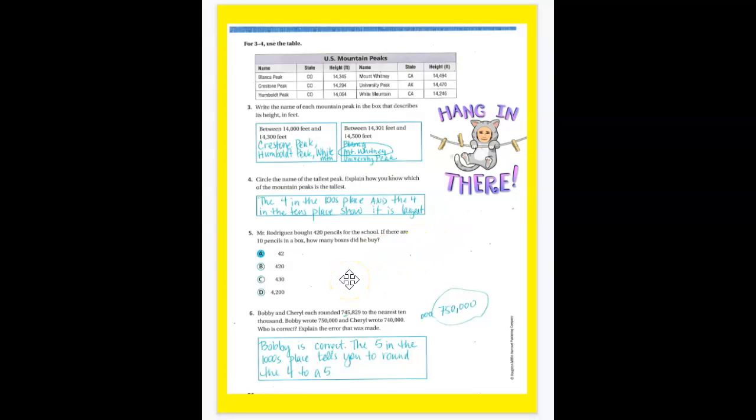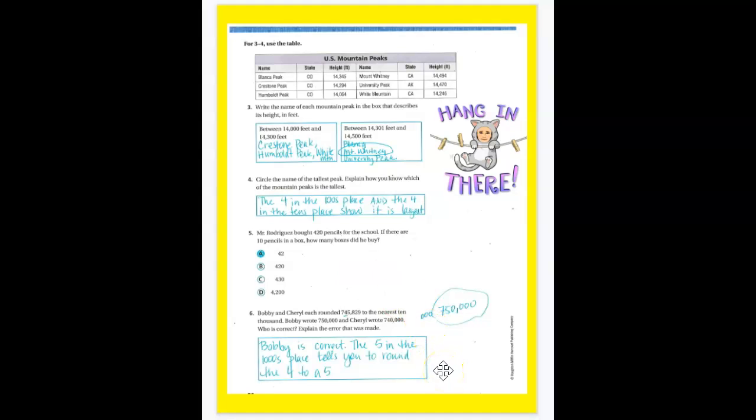Number 5. Mr. Rodriguez bought 420 pencils for the school. If there are 10 pencils in a box, how many boxes did he buy? The correct answer is A, 42.